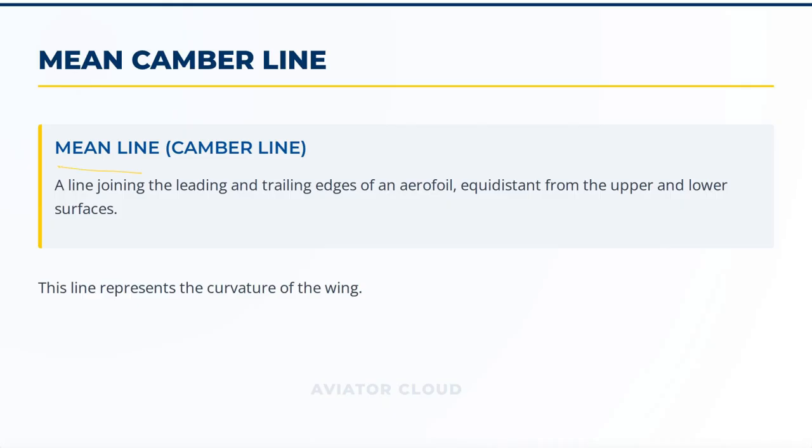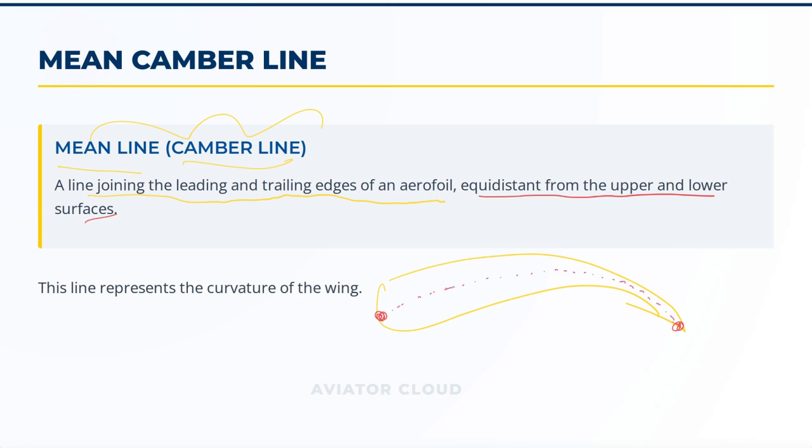So what is a mean camber line? The mean camber line is a line joining the leading and the trailing edges of an aerofoil. If this is an aerofoil, this is the leading edge and the trailing edge, but there is a catch: it is equidistant from the upper and lower surface. So I need to go in between the two surfaces, staying equidistant, right?